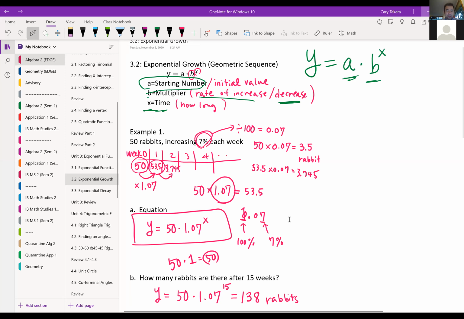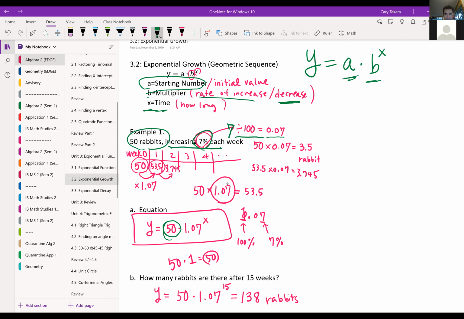All right. And then we talked about the first question, rabbit problem. Do you guys remember that? You start out with the 50 rabbits. So the A is going to be 50, and the rate of increase is 7%. Now, you need to do two things, right? One is you divide that percentage, it's 7%. So you do 7 divided by 100, and you will get 0.07. That's 7% in decimal form.